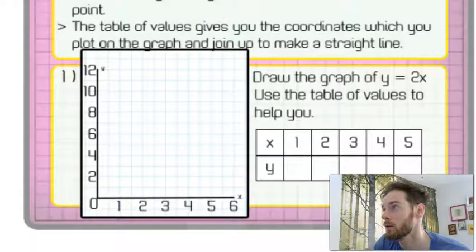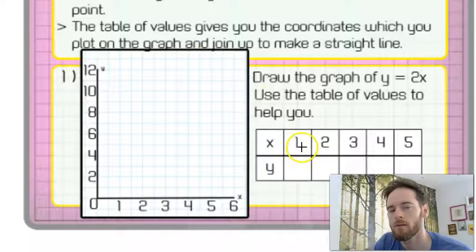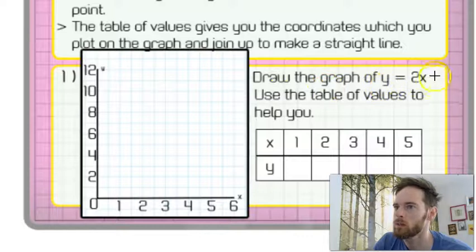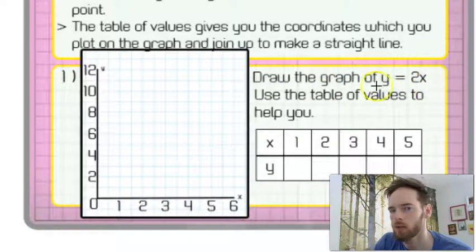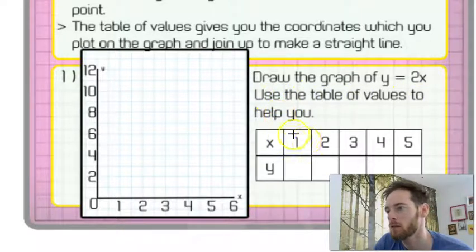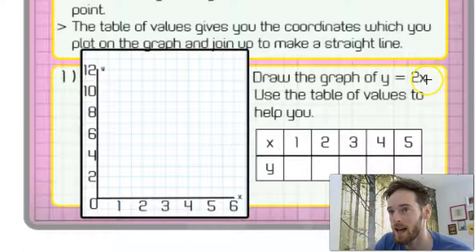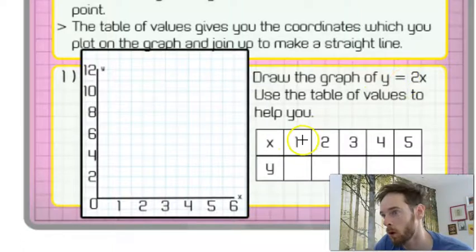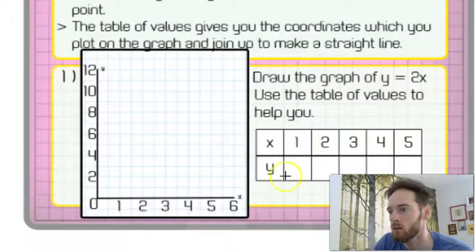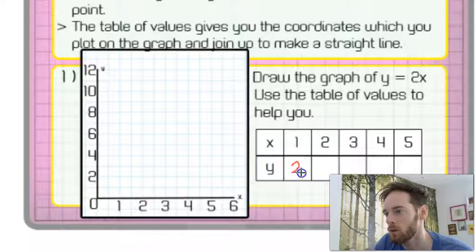First question, I'm going to work out what the values of y are using my values of x. So draw the graph of y equals 2x. There is the equation. Y equals 2x is the equation we've been given. Pretty simple equation. That means y is equal to 2 lots of x, 2 times x. Use the table of values to help you. So if x is 1, we replace that x in there with that 1. So 2 times 1 is 2, so y would equal 2.